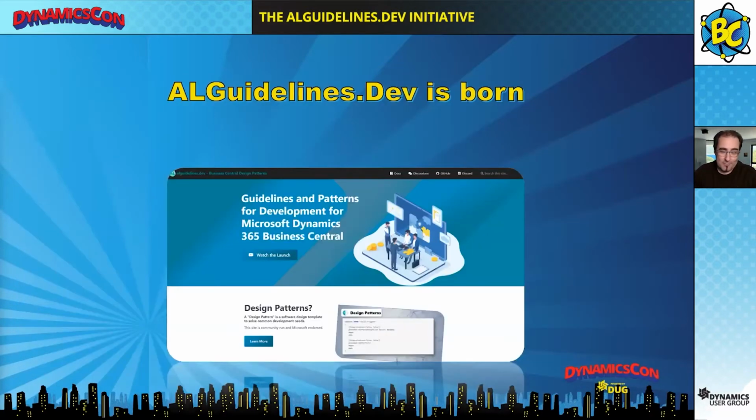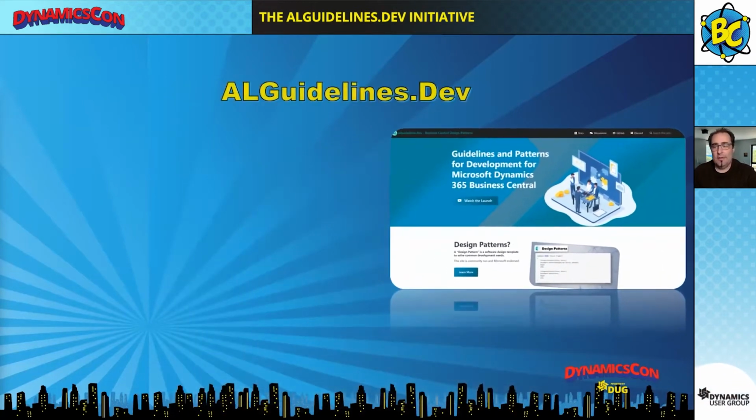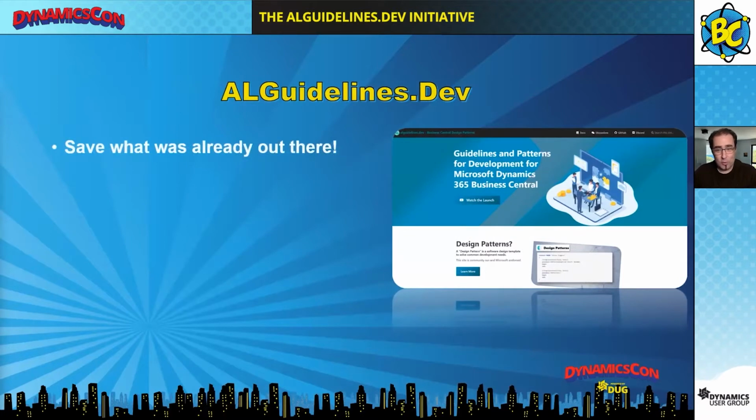And all these people together, a lot of work, I must say, makes that something that we call ALGuidelines Dev is born. And that is obviously what I would like to show you today as well, and go more into that. So what is it? First of all, the goal is to save what was already there. We absolutely do not want to lose any content from the wiki. And that includes the authors and obviously the patterns themselves.